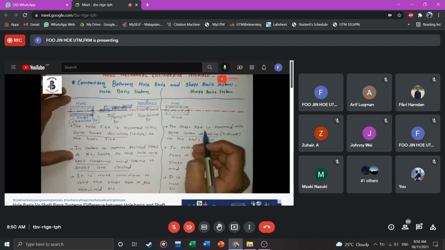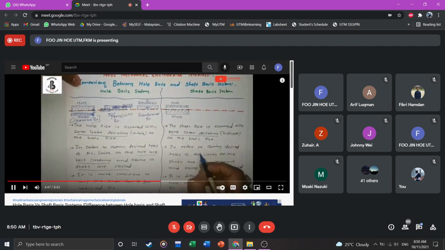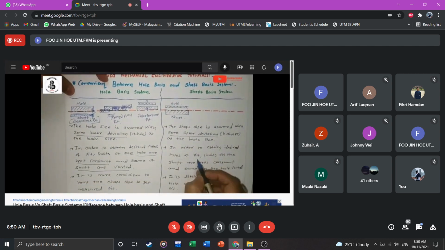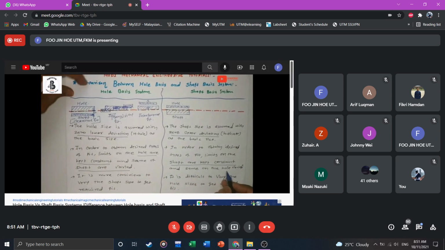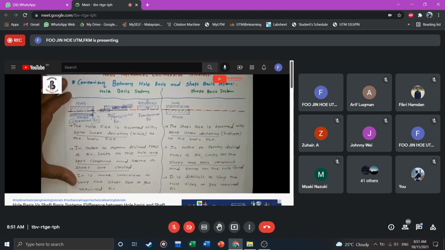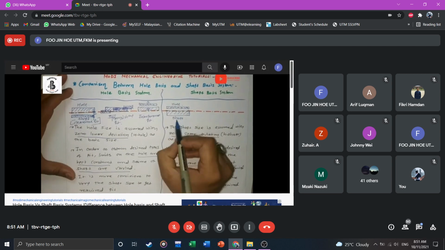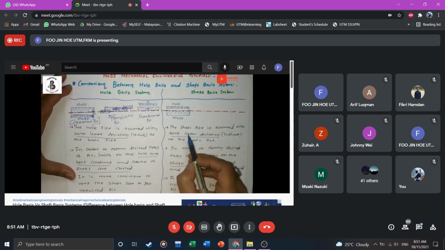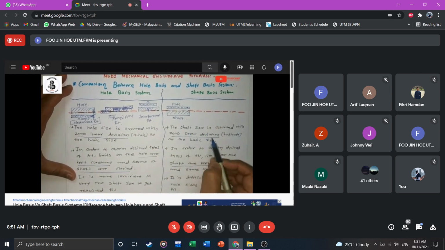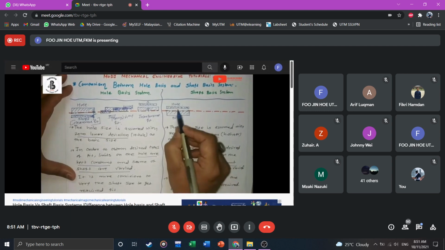Now for the shaft basis systems, in order to obtain the desired types of fits, limits on the shaft are kept constant, and the variation is on the hole, as with the hole systems. You can see that in these positions, that will be the shaft and that will be the hole. Why is that the shaft? Because the shaft size is always assumed with zero upper deviation. So that will be the shaft and hole.